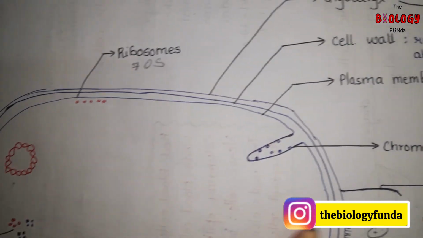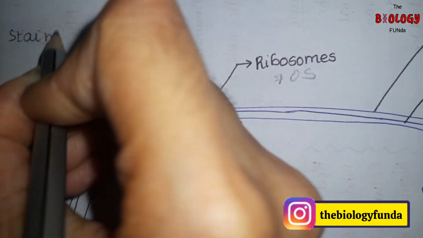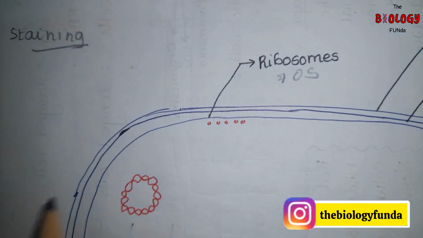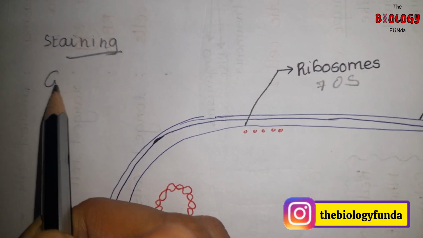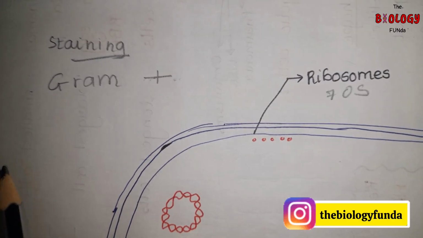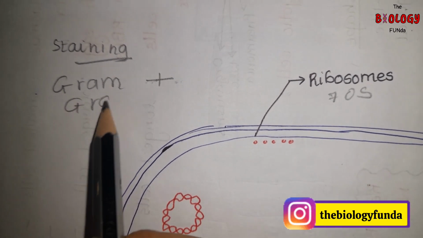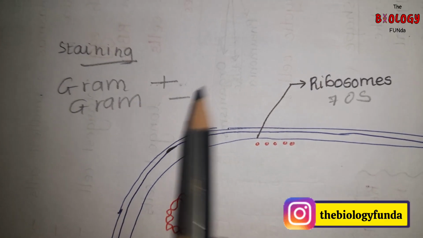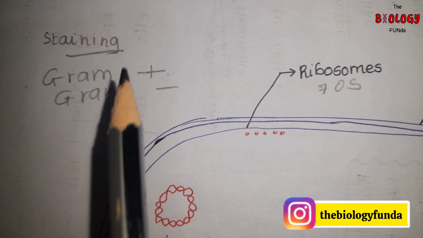Now based on staining, bacteria are divided into two types. If this bacteria is taking the stain, it is called as gram positive bacteria. If it is not taking the stain, it is called as gram negative bacteria. This was discovered by Christian Gram.